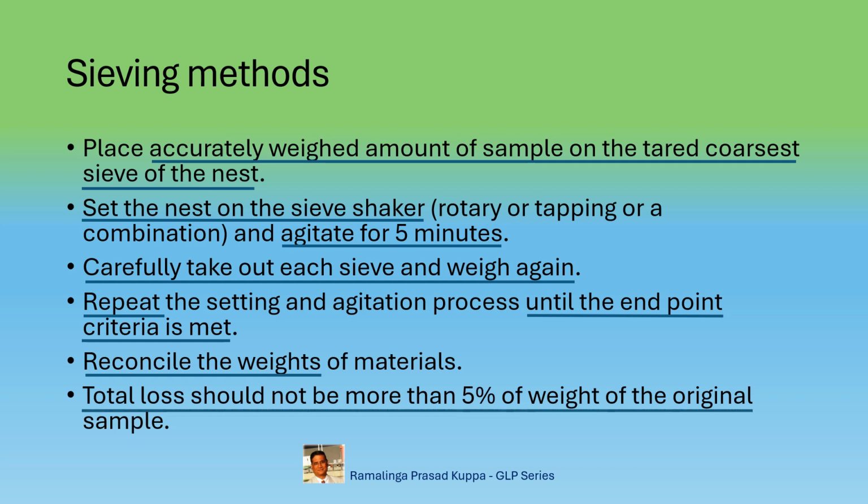Total loss should not be more than 5% of weight of the original sample. After reconciliation, the loss should not be more than 5%. In the example in the next slide, the total weight taken was 30 grams and reconciled amount is 29 grams. 5% of 30 grams is 1.5 grams. The reconciled amount should be within 1.5 gram from the 30 gram quantity. That means the minimum reconciled amount should be not less than 28.5 grams.